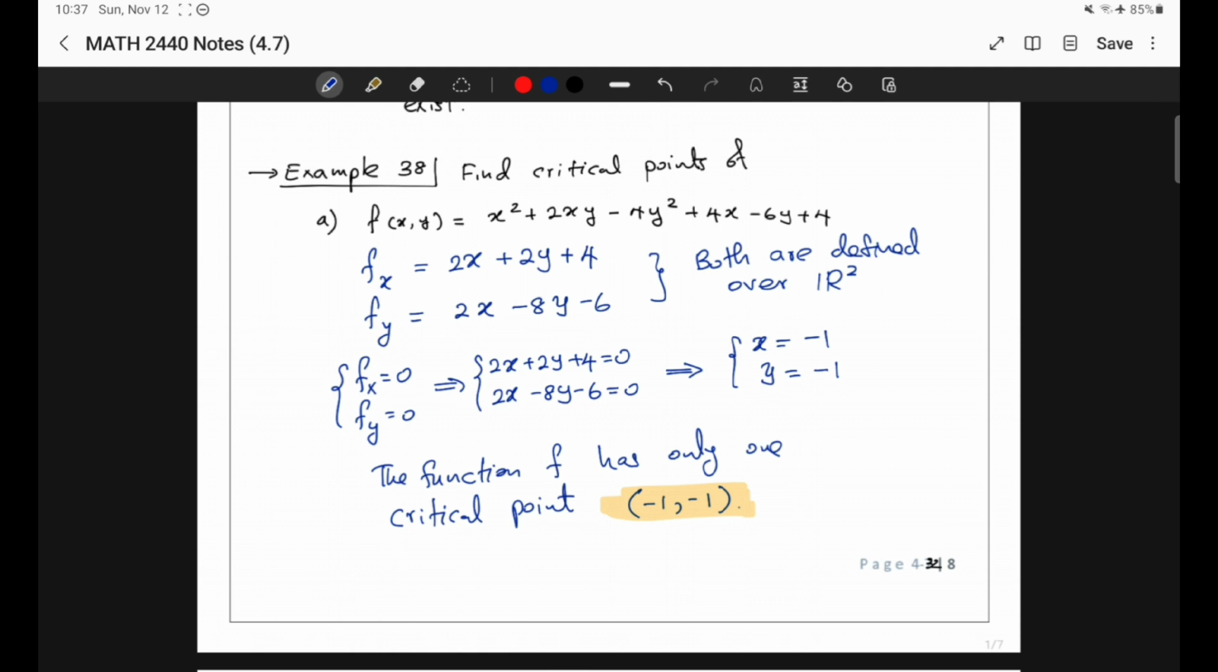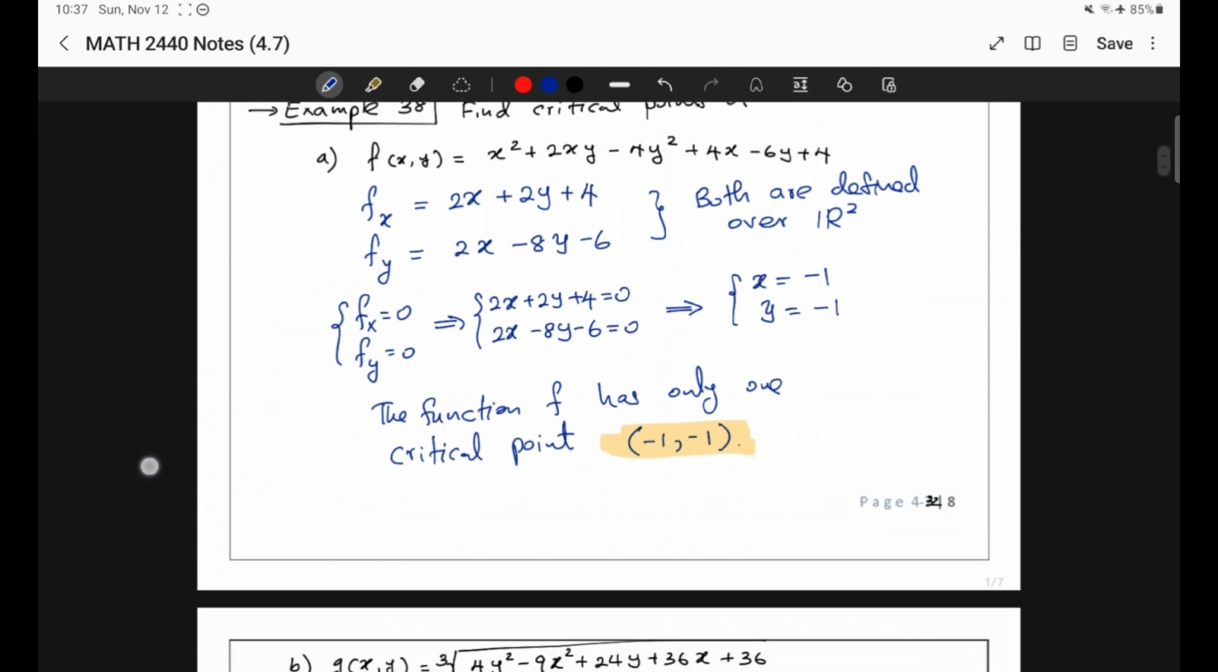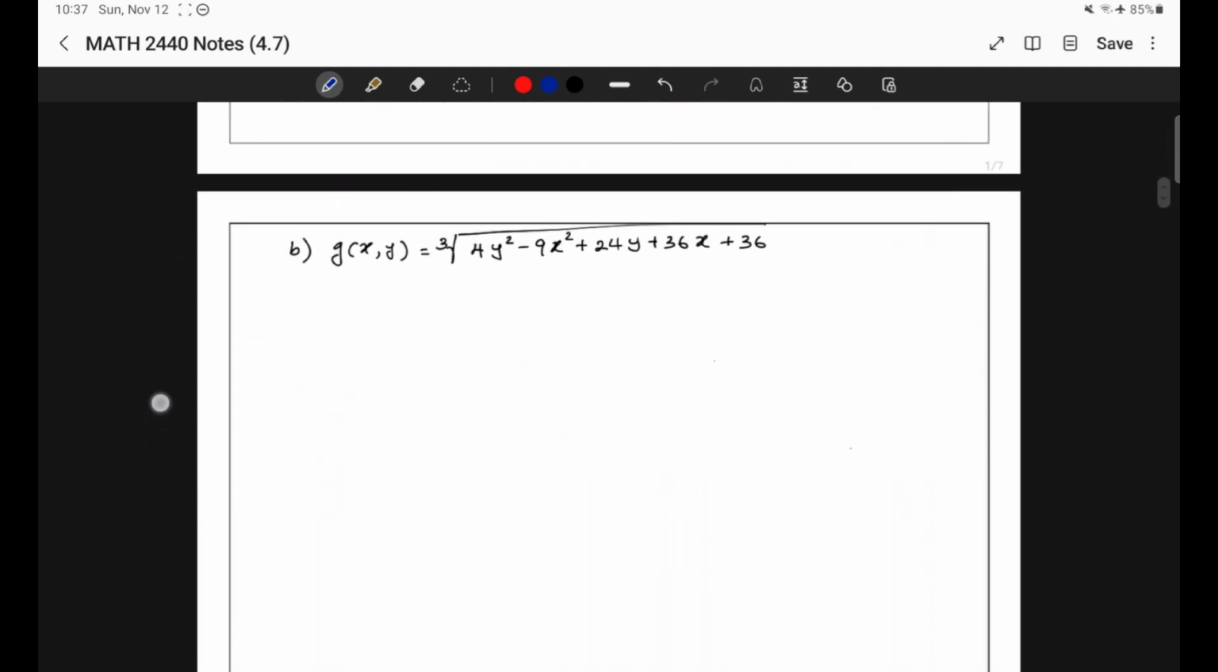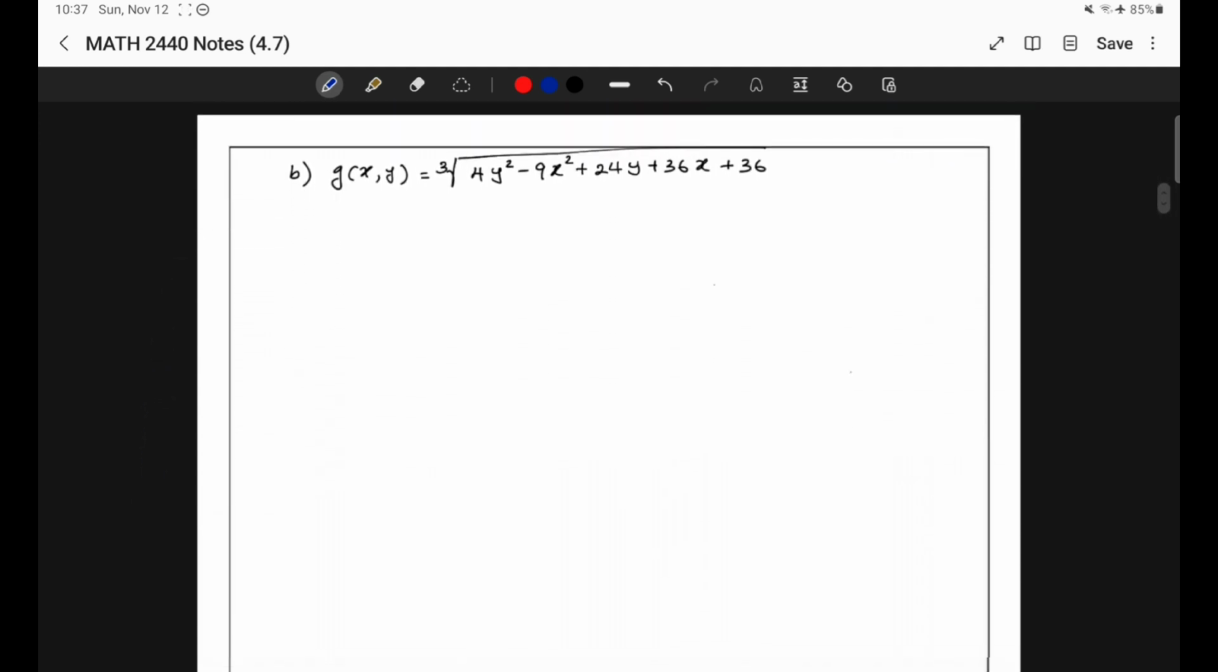Right, now this is part A of the example. Let's go to part B. So we have a much more complicated function and we are asked to find the critical points. The idea is similar to what we did previously: find the partial derivatives with respect to x and with respect to y.